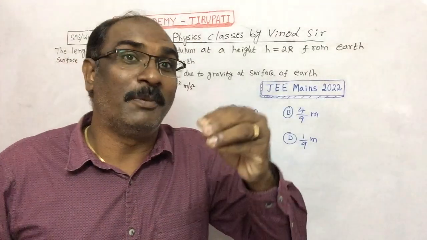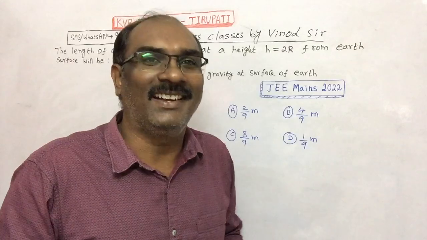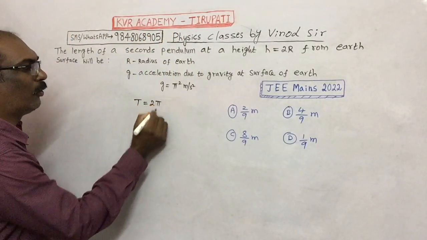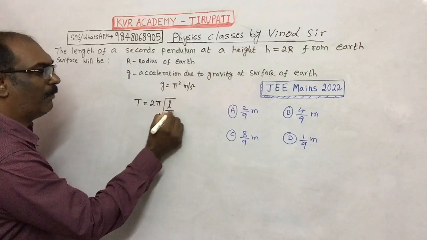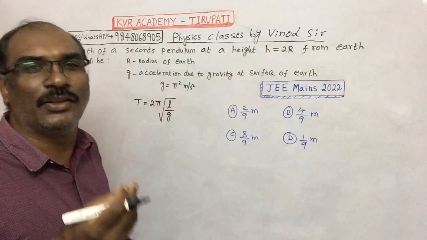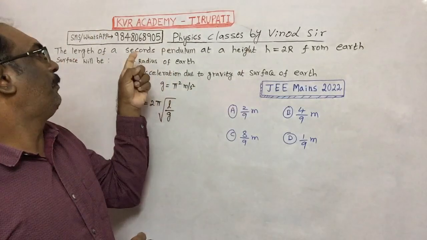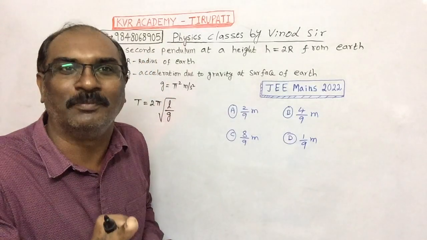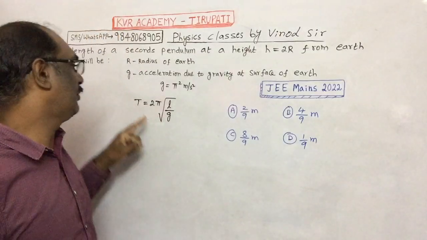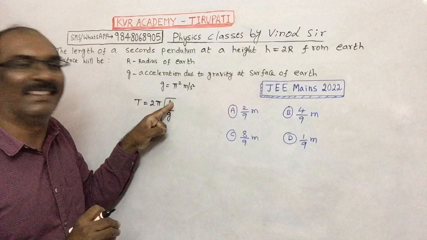In case of a simple pendulum, we know the formula for time period is T equals 2 pi root of L by g, where L is length and g is acceleration due to gravity. Now, in this question, they said the pendulum is a seconds pendulum. Seconds pendulum means time period is 2 seconds. So, this is 2 seconds. And they are asking us to find the length.